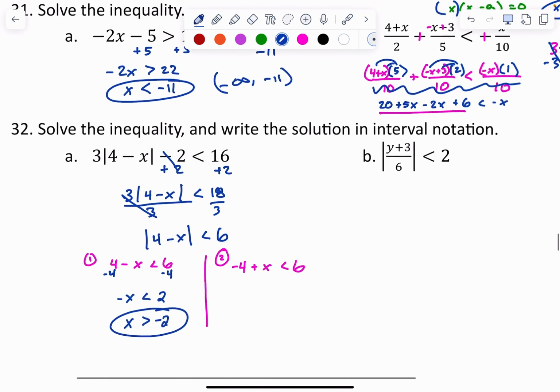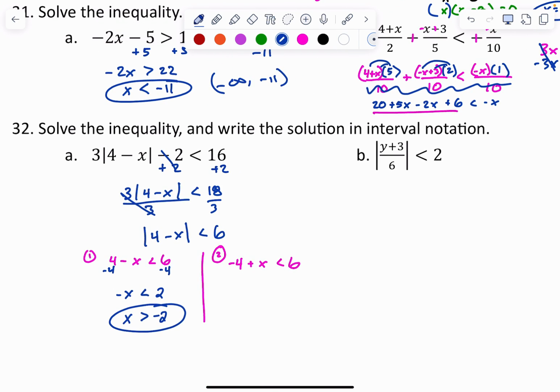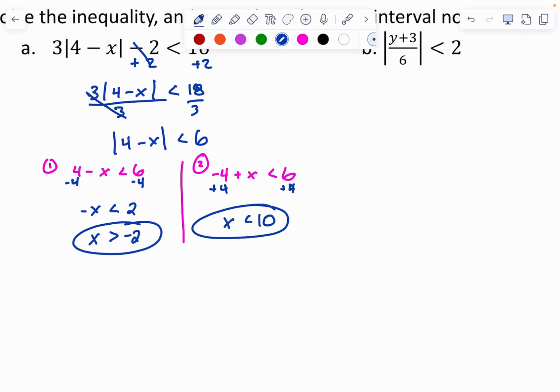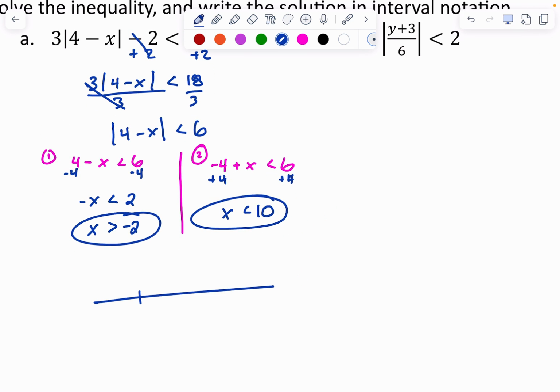Write the solution in interval notation. Okay, x is less than... add the 4, x is less than 10. Can we graph? Yep. Let's graph them first because we need to do interval notation. So negative 2, positive 10, open circles for both.